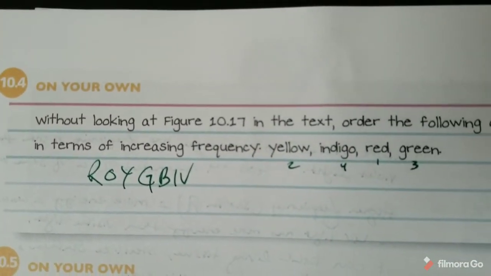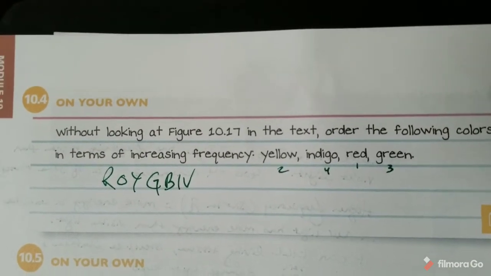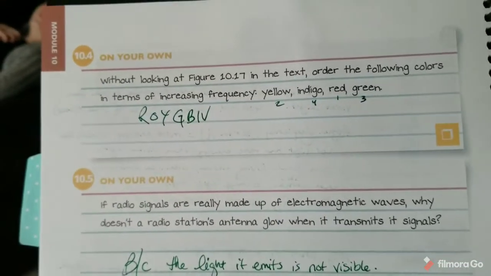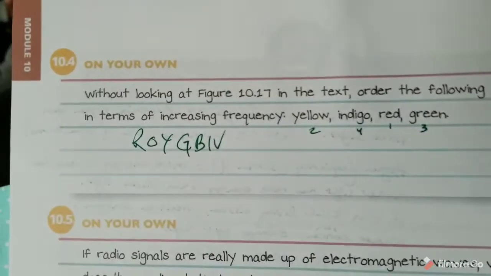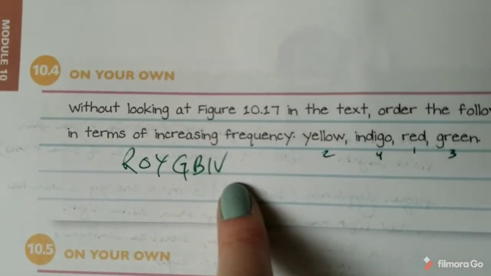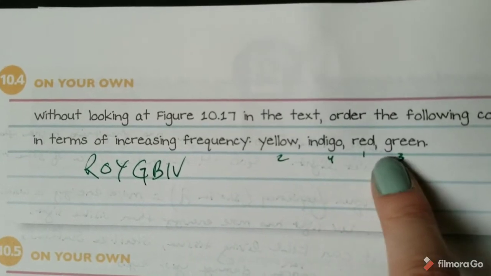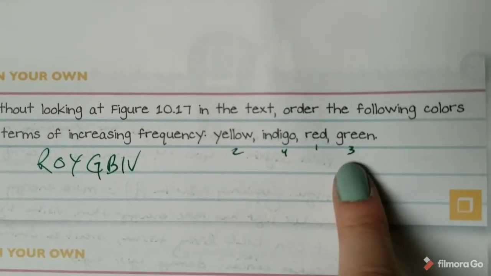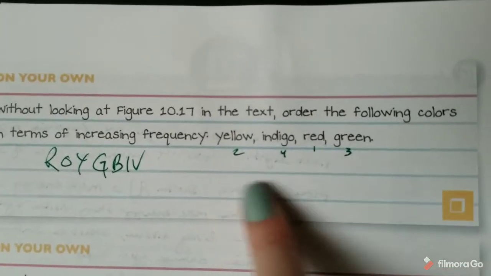10.4 says, without looking, what are your colors? And put these in order. Kind of have the answers here, but I have no way of quizzing you. So if ROYGBIV are the colors, they have yellow, indigo, red, and green. Green followed by blue, indigo. So that's the order right there.